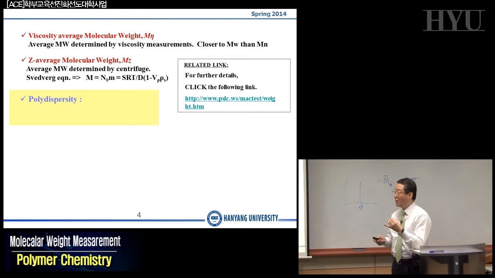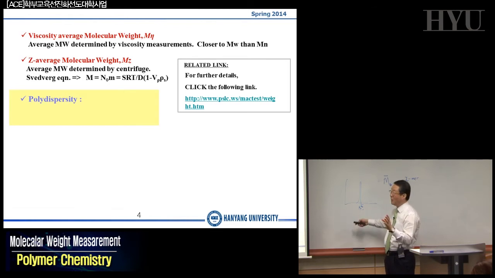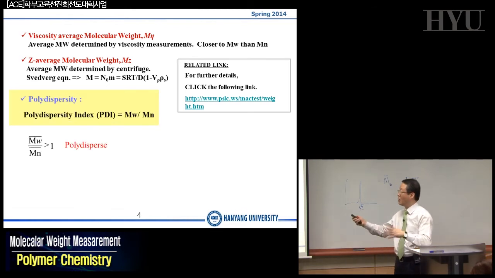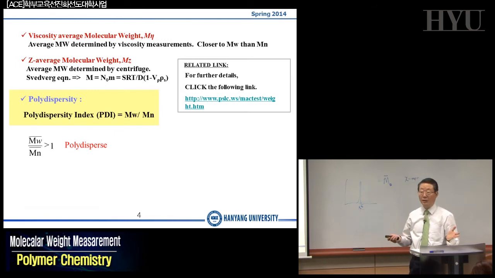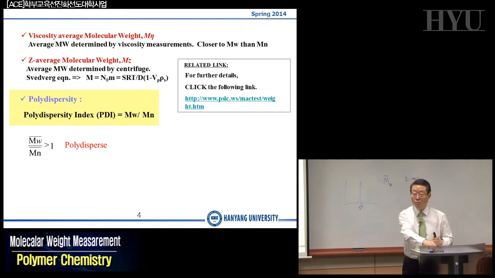Polydispersity means how broad or how narrow your molecular weight distribution is. In this case, I told you that Mn and Mw are almost the same. And polydispersity is Mw divided by Mn. Mw is always larger than Mn, so if Mw divided by Mn is larger than 1, as in the case of the first distribution, we call this a broad distribution versus the narrow distribution.